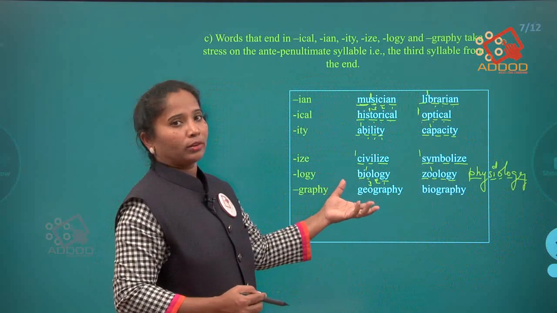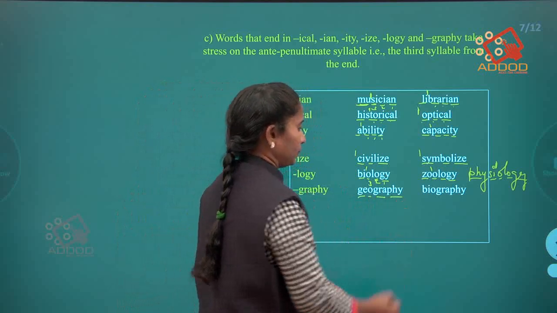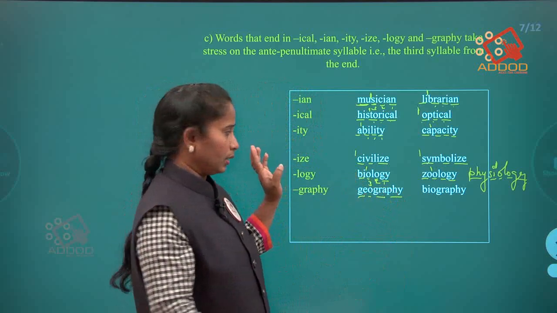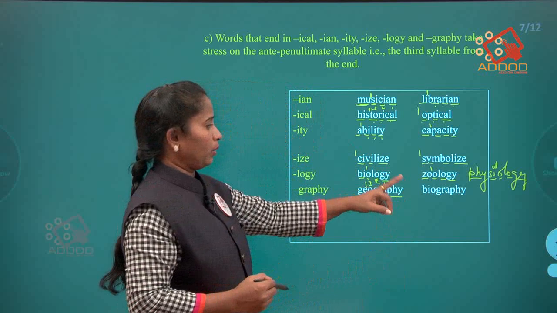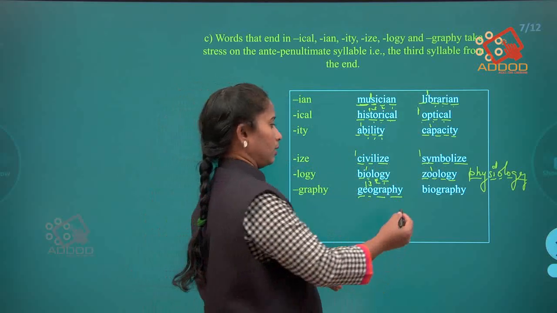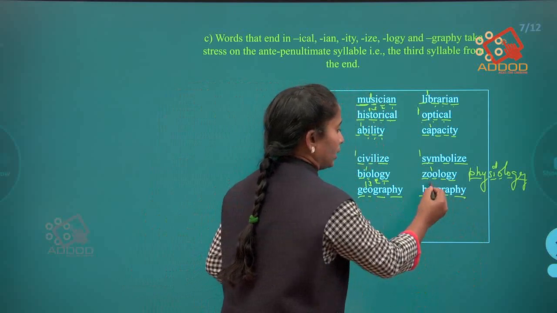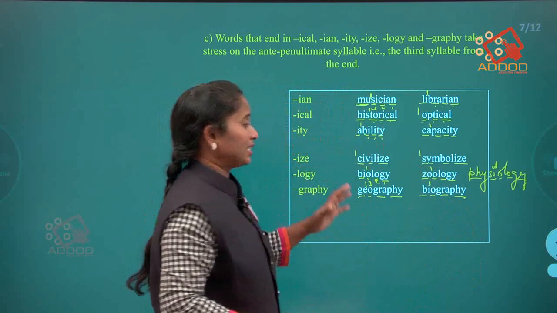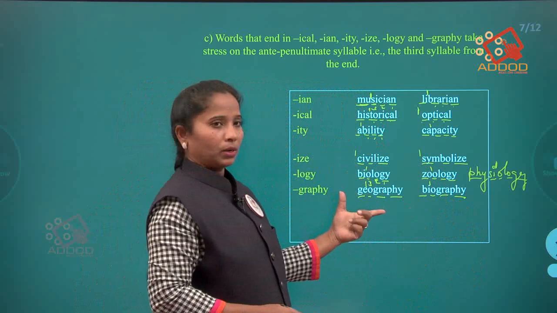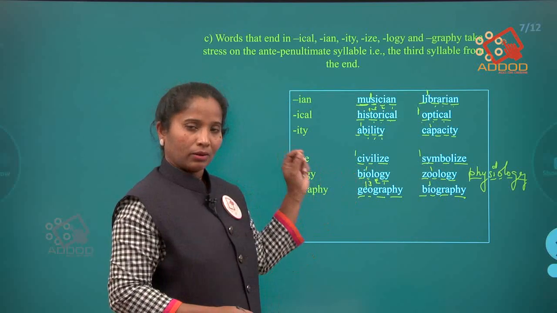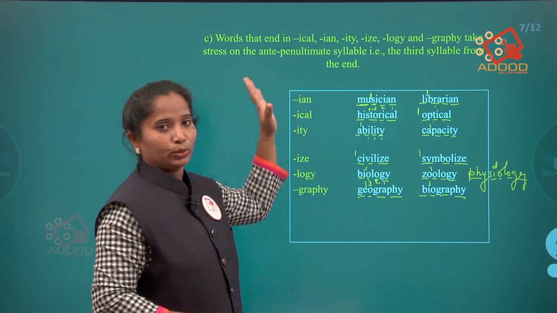Next word. Graphy. Geography. Let's see how many syllables. Geography. So from the back, the third syllable. So again it falls before O. Now biography. Similarly, how many syllables? Biography. So again in between I and O. So this is how you are supposed to answer in your examination. Write the word and place the stress mark correctly before the syllable where you have to stress. Okay, based on these rules.